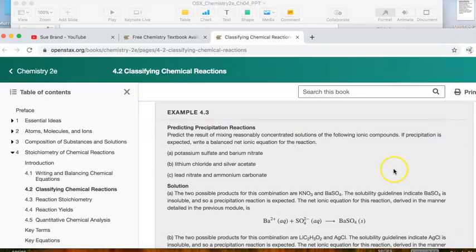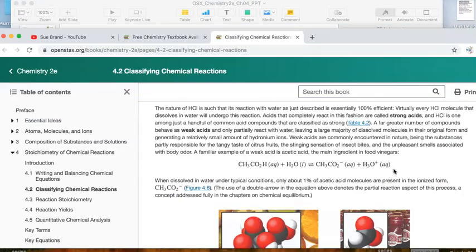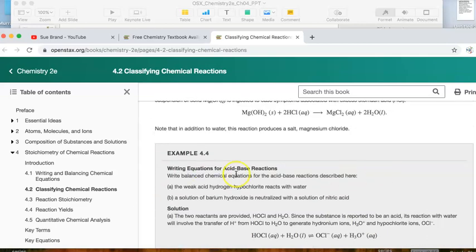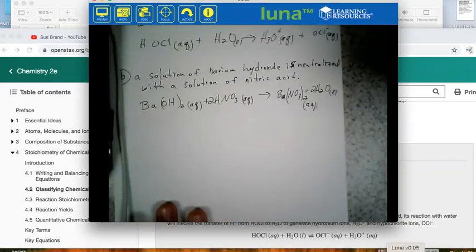Before we get to that, though, I want to look at a couple of examples in your book where they want us to write equations for acid-base reactions. All we have to do is write a balanced chemical equation for the acid-base reaction described. Again, they're starting out with words. The first part says a weak acid, hydrogen hypochlorite, reacts with water. So we need to write chemical formulas for those words, and then predict the products.